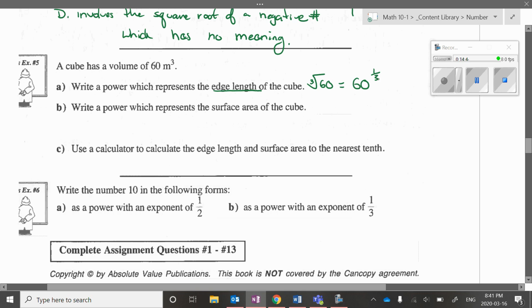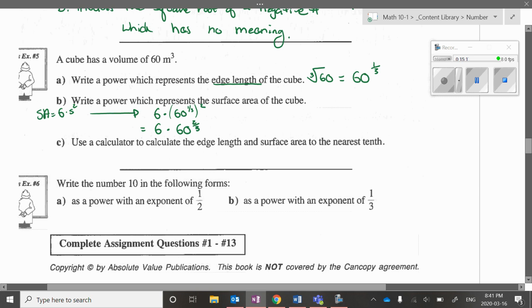Write a power which represents the surface area of the cube. So let's remember, surface area is equal to the number of sides, which is 6 in this case, times the area of each of those sides, which I could say is like sides squared. So in this one, we're going to get 6 times 60 to the power of a third squared, which then we can simplify that to be 6 times 60 to the power of 2/3. It's in a power, so we can leave our answer there.